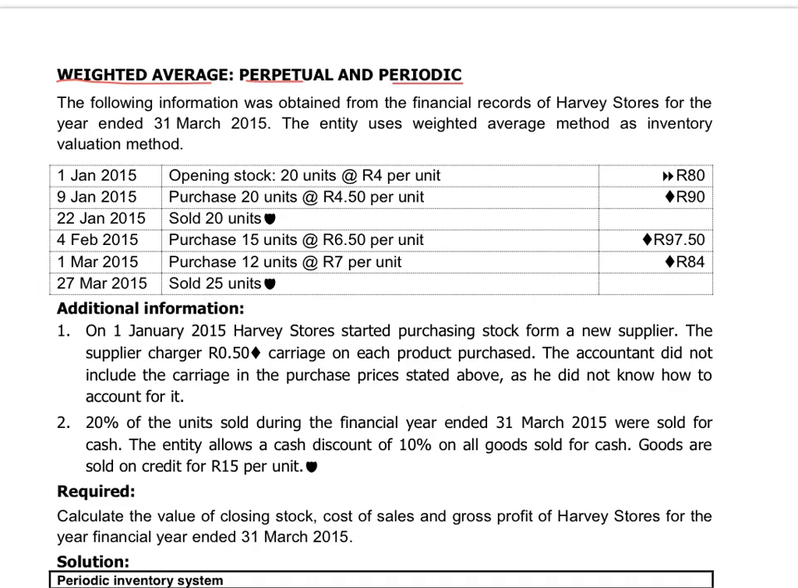In the periodic system, you don't calculate the cost of sales every time something is purchased or sold. Therefore, in the periodic system, you will never record something in the inventory account during the year, and you will not determine how much stock is available during the year. It is only done with a physical inventory count.